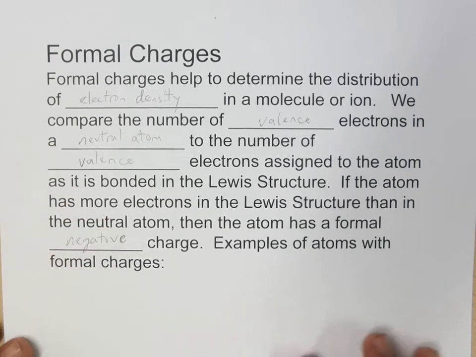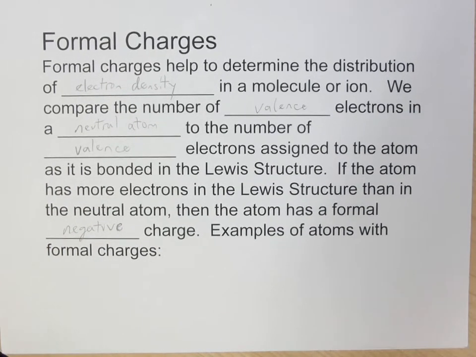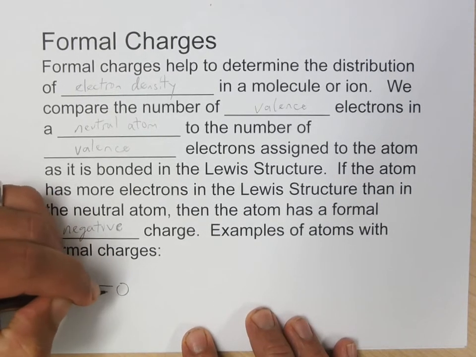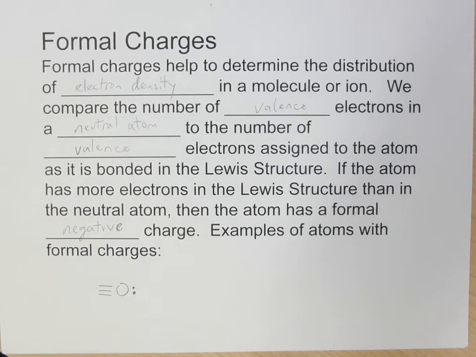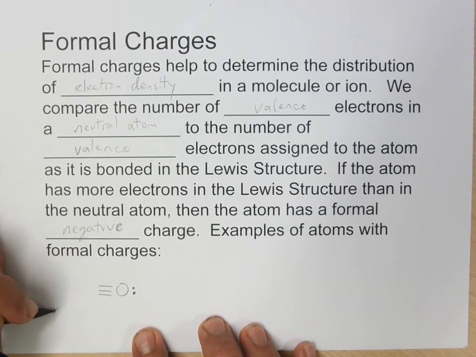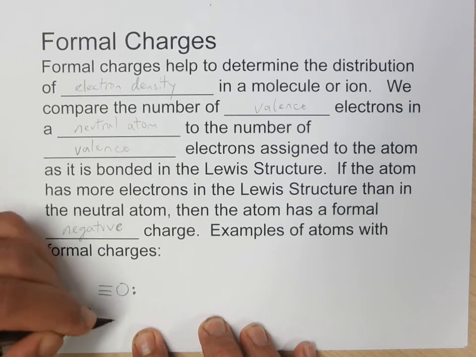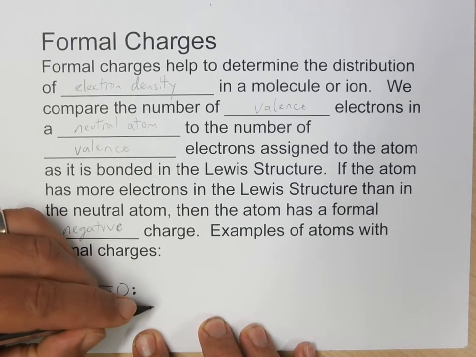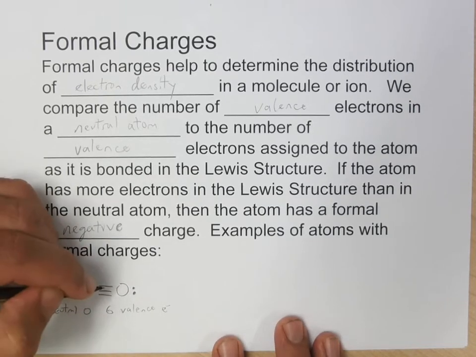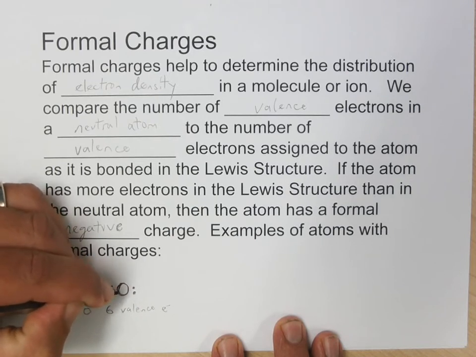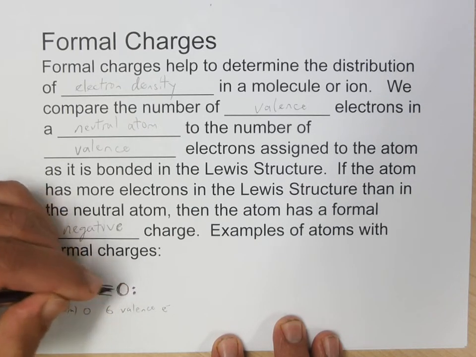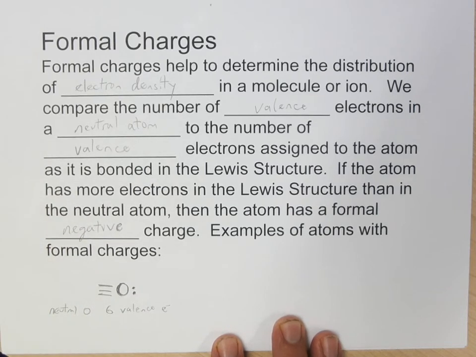A formal negative charge. And if I just look at a potential bonding scheme for an atom that obeys the octet rule, so let's say we had an oxygen that was triple bonded to something, then it would need a lone pair to complete its octet. Right? And so a neutral oxygen would have 6 valence electrons. And the question is, how many electrons would this oxygen own? How many would be assigned to it as it's bonded to some other atom with a triple bond?